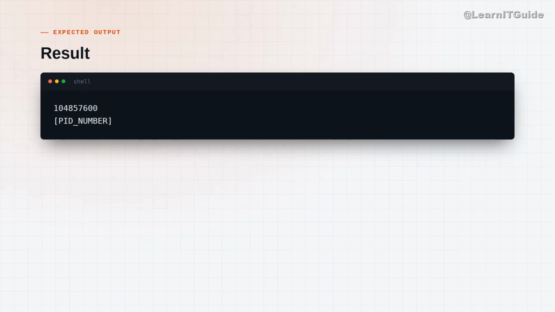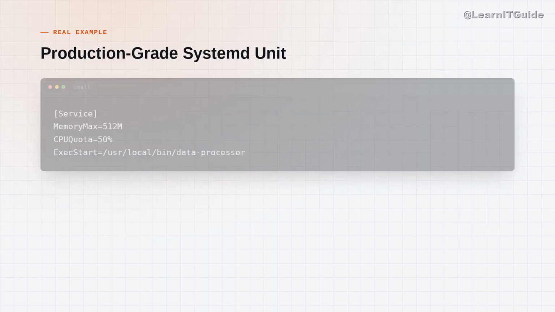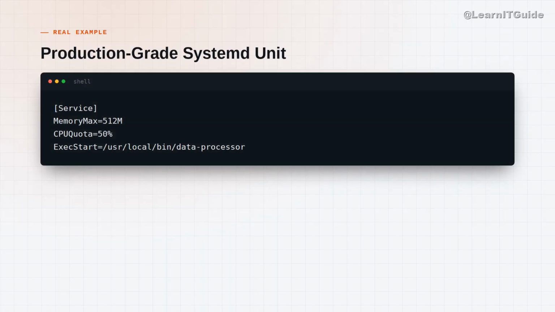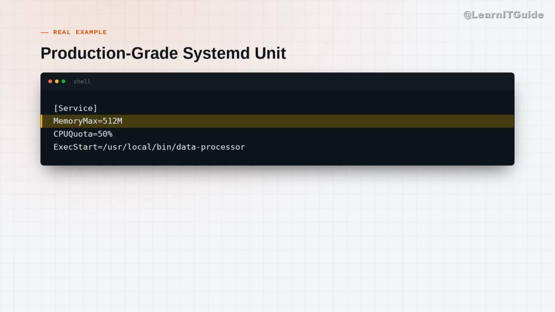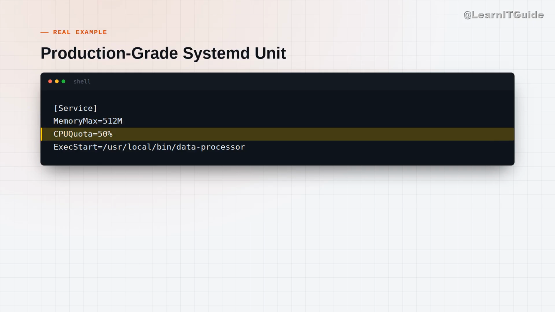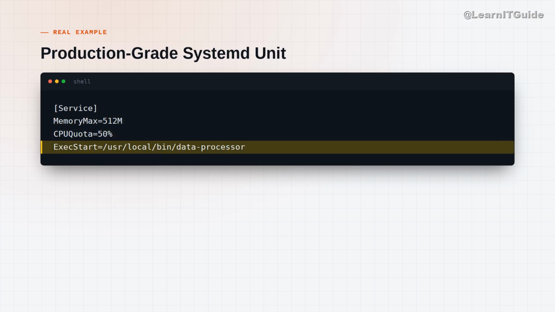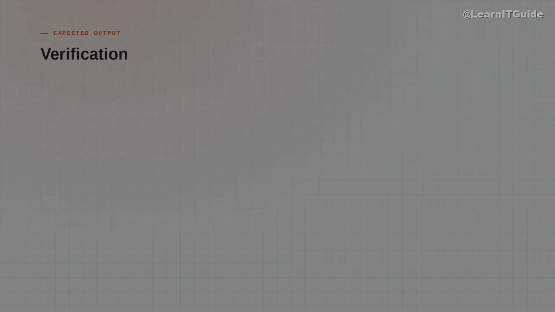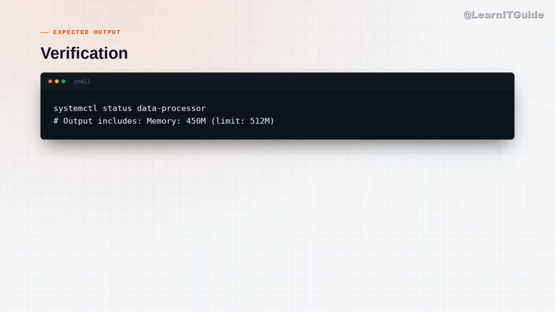If you try to allocate more than 100 megabytes now, the kernel will immediately kill the process. In production, you do not manage these manually. You write systemd unit files. Here, we define a memory limit of 512 megabytes and a CPU quota of 50% for our data processor service. Systemd manages the cgroup creation and cleanup for you, which is the professional standard. When you check the status, systemd shows the live memory usage versus the limit we just set. This is how you ensure your microservices do not crash the host.